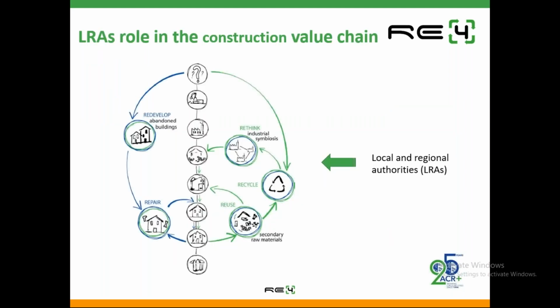There are several steps in a building's lifetime: design and manufacture of products, followed by construction, occupancy, maintenance and renovation, repurposing, and finally the construction disassembly. Also, urban planning plays a role to analyze the context in which a building is integrated. The construction value chain is indeed a complex system, and it's not always clear where and how the local and regional authorities can make the difference.